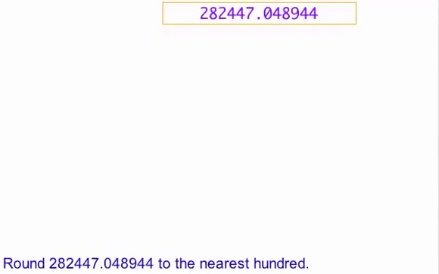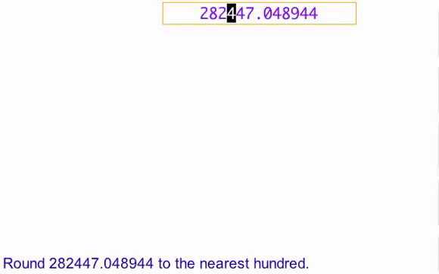Round 282,447 and 48,944. What is that? Thousands, 10,000, millionths. Okay, so millionths. We're being asked to round this number to the nearest 100. The nearest 100 is this 4. So the number before it, which is also 4, tells us to round down. Remember, if it's 4 or lower, round down. 5 or higher, round up.